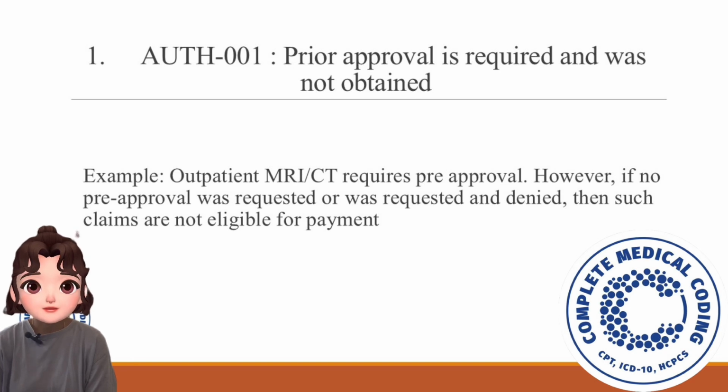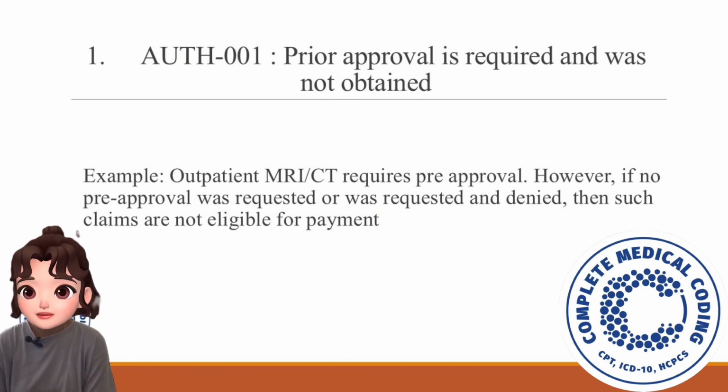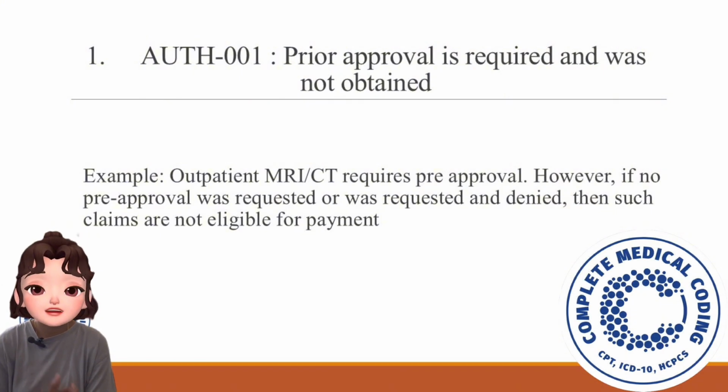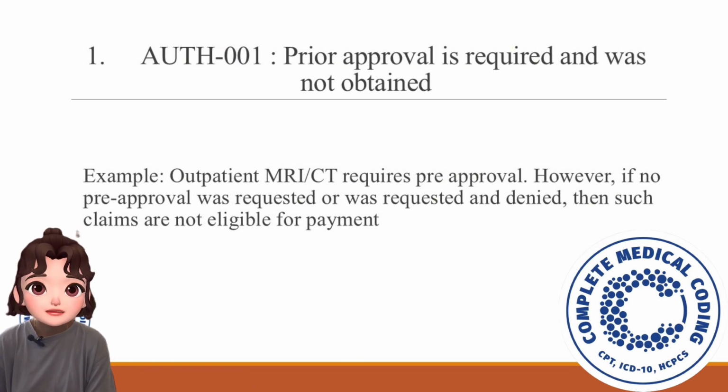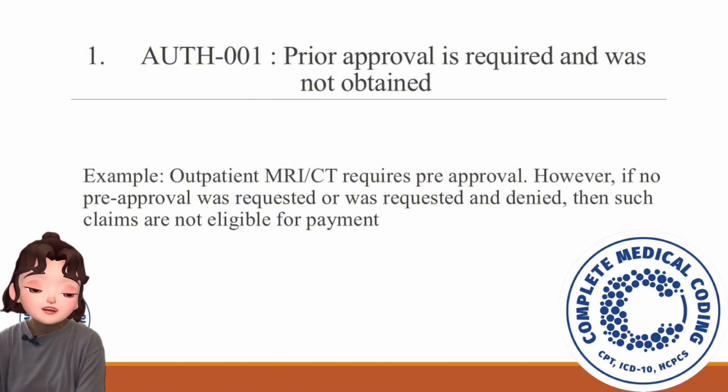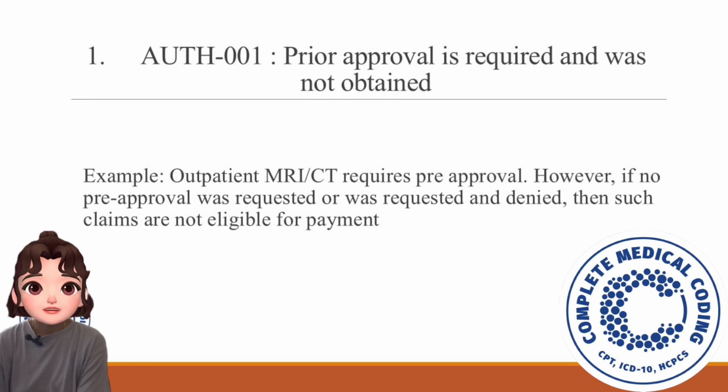obtained. So if you get a rejection saying authorization 001, this is the denial code auth 001. It means prior approval is required and was not obtained. For example, outpatient MRI or CT requires pre-approval. However, if no pre-approval was requested, or was requested and denied, then such claims are not eligible for payment. So that is an example.